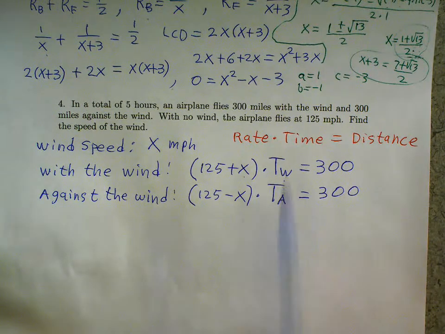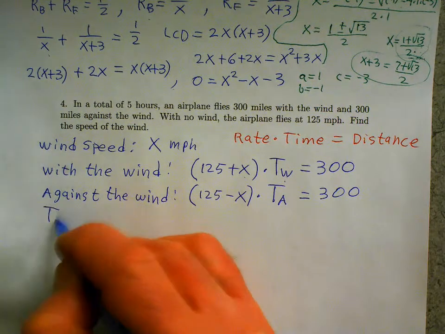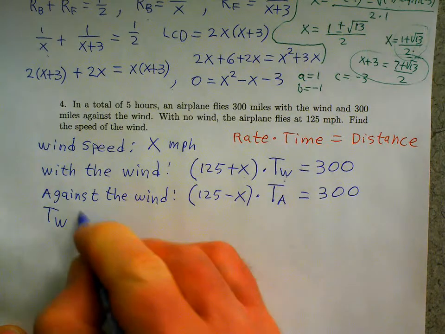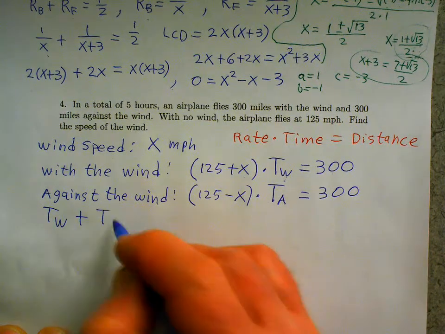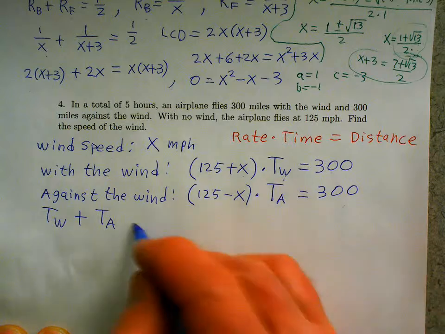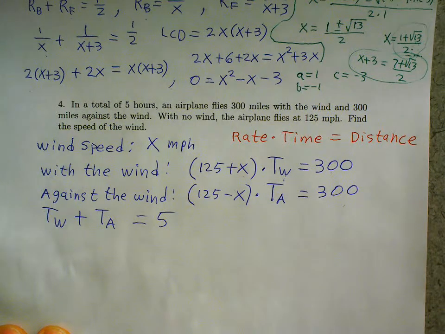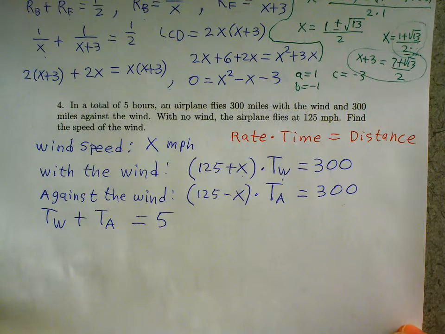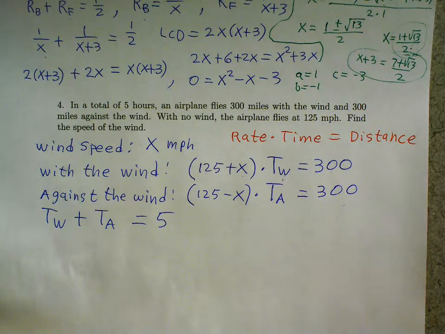So that means the time it took to fly 300 miles with the wind plus the amount of time it took to fly 300 miles against the wind is 5 hours. So to get our equation whose only variable is x, we'll do a familiar thing. What are we going to do? It's the same sort of thing we've done a few times this semester.